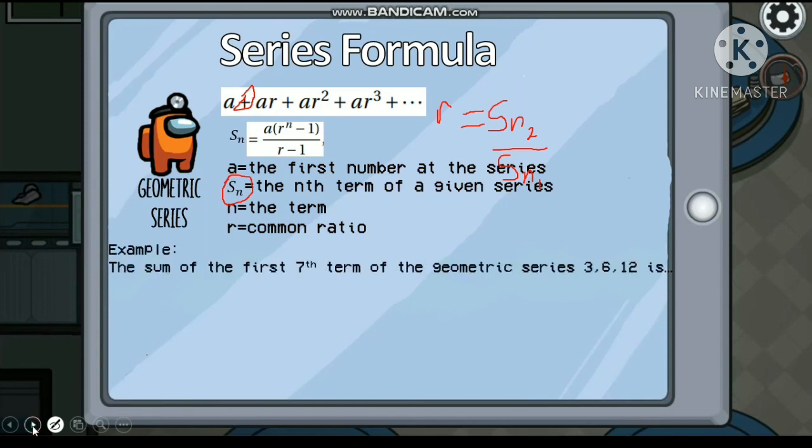The sum of the first 7 terms of the geometric series 3, 6, 12 is: we can get the ratio is 2, and then we put the 7 and the ratio into the formula as S7 equals 3 multiplied by 2 to the power of 7 minus 1, then we divide it by 2 minus 1. We can get S7 is 381.